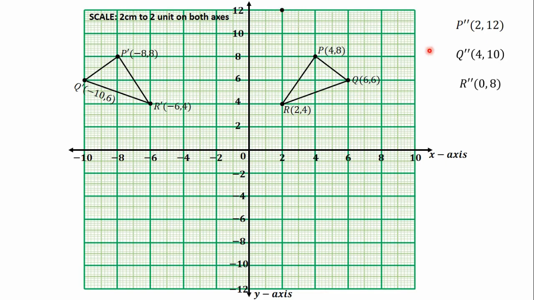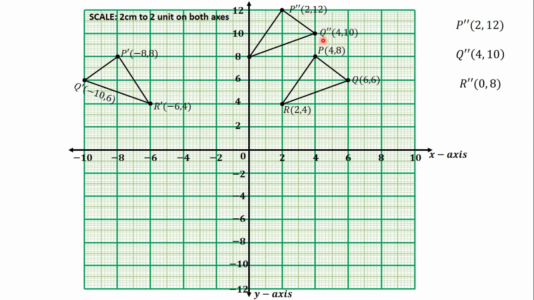That will be here. The coordinates of Q'' are (4, 10). So 4 on the x-axis, 10 on the y-axis. That will be here. And the coordinates of R'' are (0, 8). So 0 on the x-axis and 8 on the y-axis. That will be here. You join these points to form the triangle P'' Q'' R''. This is point P'' and it has the coordinates (2, 12).